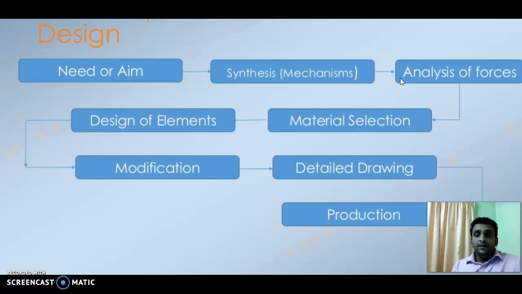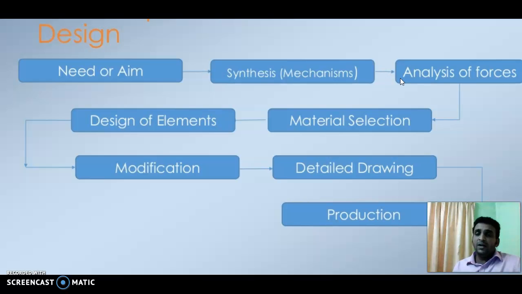Then this is the general design procedure. First of all, we need the pattern of a particular product. Step one, that is need or aim. For any product there will be a need or an aim. That is the first thing. The second one is synthesis. That means which mechanism we are using to produce that product, or which mechanisms are required. Next one, analysis of forces. What are the different forces available in that particular product and how can we analyze them.